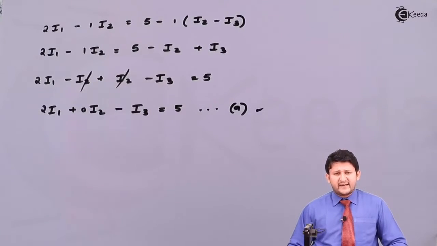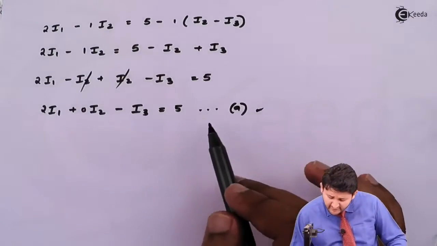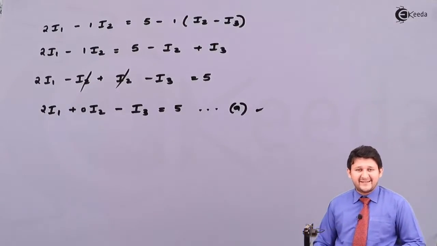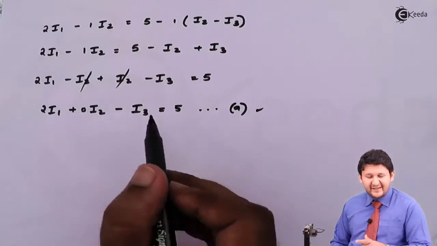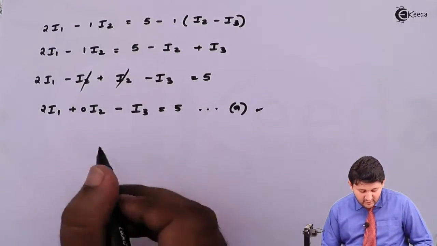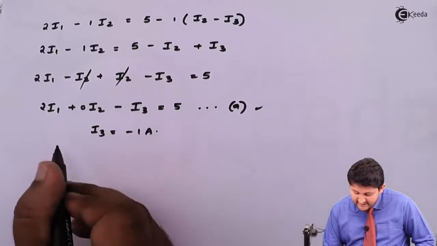But as you said, instead of having 3 unknowns, you have already got the value for I3. So can you treat it as equation number 1? No, you cannot. You can simplify it much further while putting the value for I3. I3 value is minus 1 ampere.